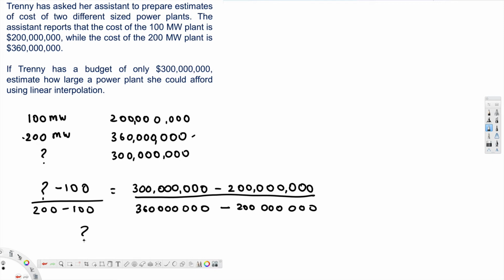Okay, now we have to find out what is the megawatts for 300 million, and if you calculate, you will get 162.5 megawatts, and that's it.